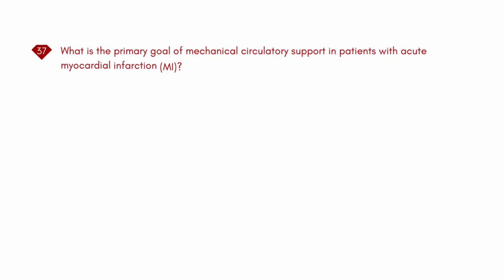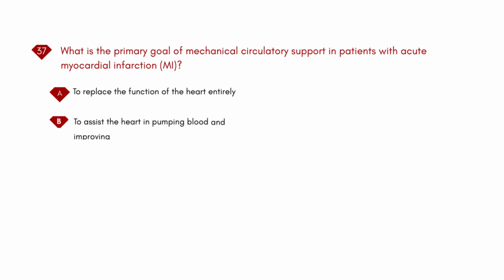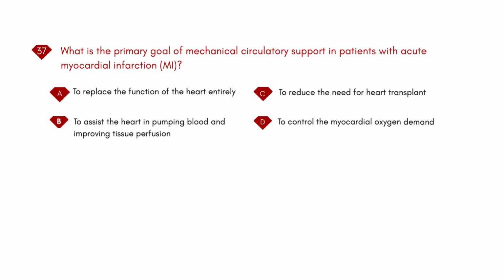circuit. What is the primary goal of mechanical circulatory support in patients with acute myocardial infarction, MI? A. To replace the function of the heart entirely. B. To assist the heart in pumping blood and improving tissue perfusion. C. To reduce the need for heart transplant. D. To control the myocardial oxygen demand. Answer: B. To assist the heart in pumping blood and improving tissue perfusion.